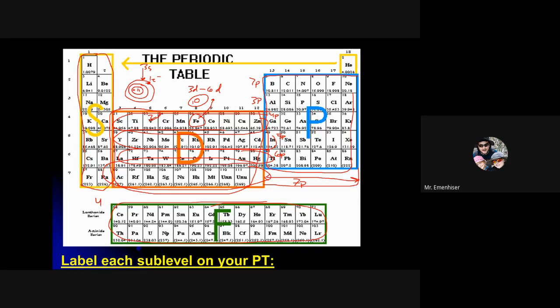So this is the 4F, and that's the 5F. And then this one is the last shell. That's as big as it gets. And they can hold 14 electrons.